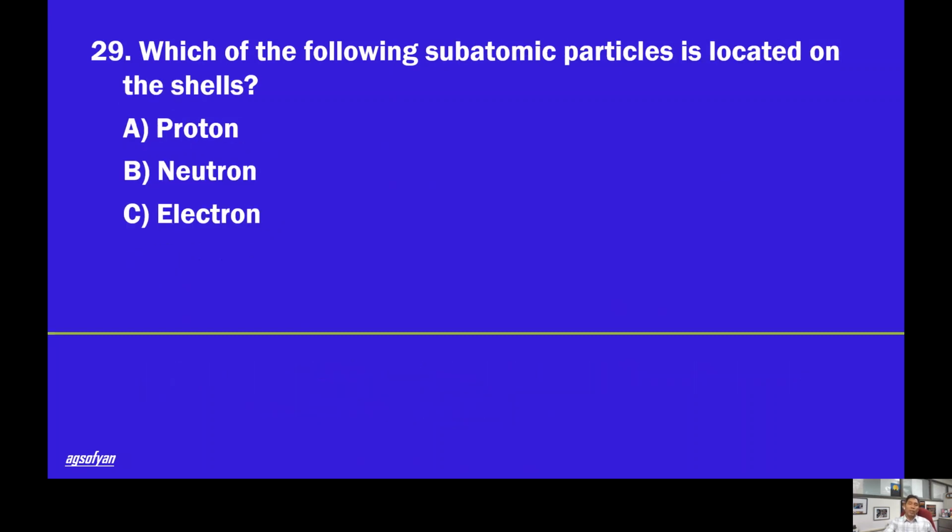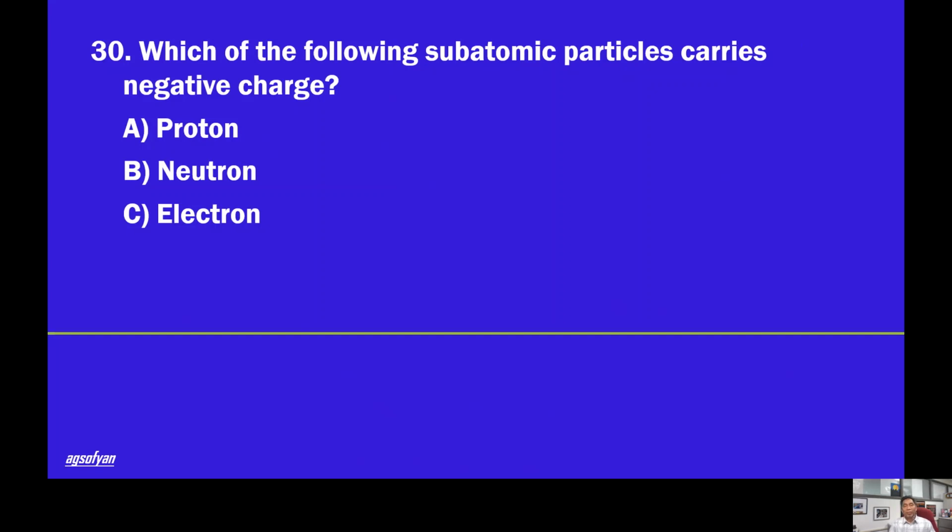Number 29. Which of the following subatomic particles is located on the shells? A. Proton, B. Neutron, C. Electron. Choose your answer. Yes, the answer should be electron. So only electrons are located on the shells. And the shells of an atom are sometimes also called electron shells.